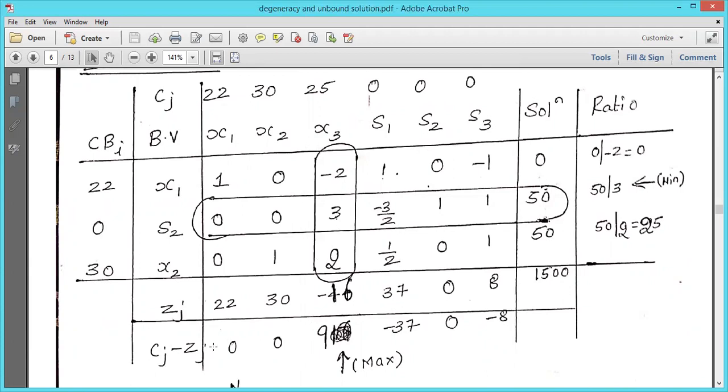So now here in Cj minus Zj we have values 0, 0, 9, minus 37, 0, minus 8. So 9 is the maximum one. So this will be our key column.